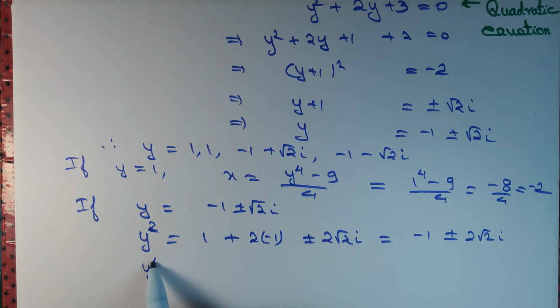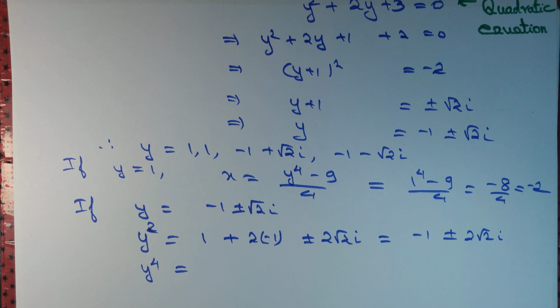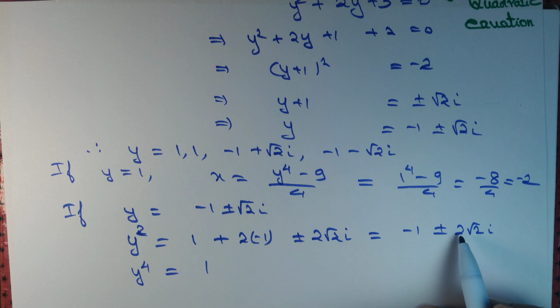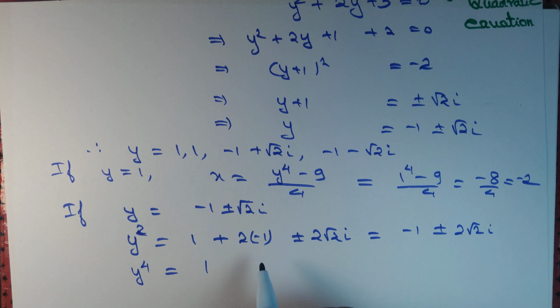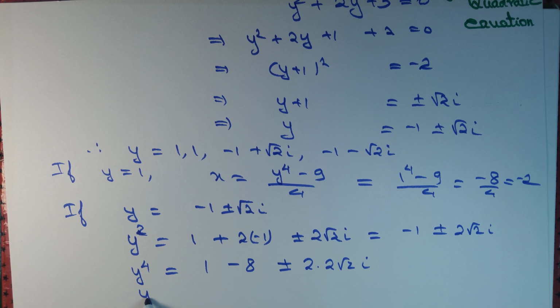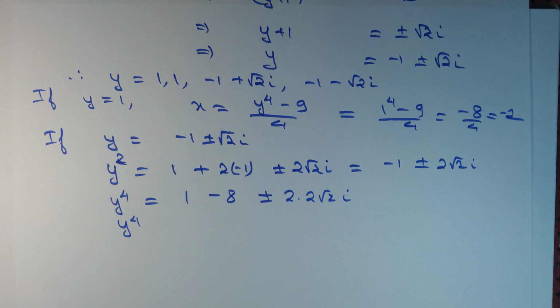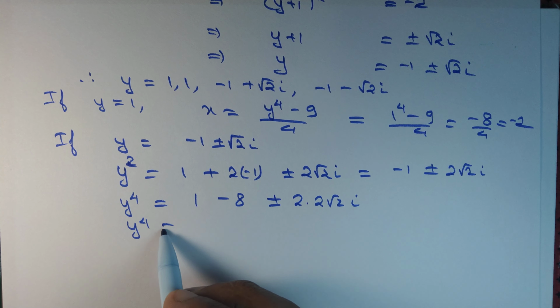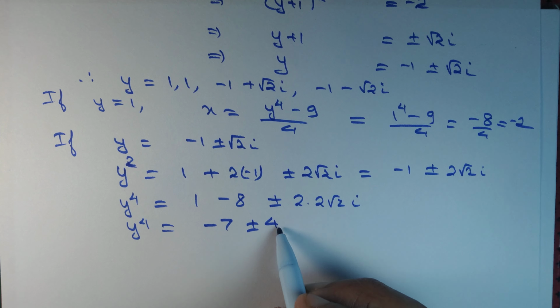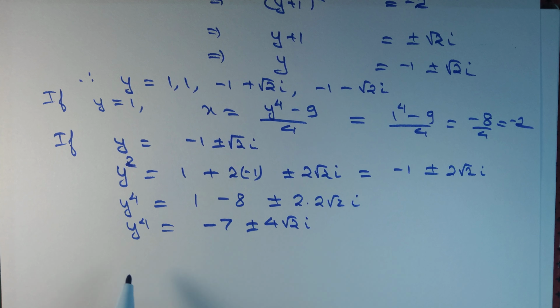Therefore y to the power 4, we square it once again: minus 1 square is 1, 2 square is 4, 4 into 2 is 8, so minus 8 because i square is minus 1, plus minus 2 into 2 root 2 i. So y to the power 4 is simply equal to minus 7 plus minus 4 root 2 i.